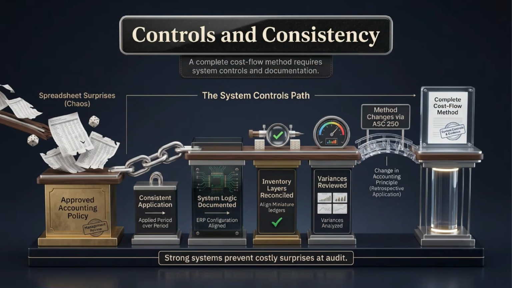Controls and consistency are essential. A company should have an approved accounting policy describing the selected cost flow method. The method must be applied consistently from period to period so users can compare results. The ERP or inventory system must be configured to match the policy. Inventory layers should reconcile to the general ledger and subledger. Standard cost variances should be reviewed and explained. If the company changes its cost flow method, that is generally a change in accounting principle under ASC 250, requiring proper analysis, retrospective application when required, and disclosure. Good controls keep the method from becoming a year end spreadsheet surprise, which is never the gift auditors are hoping for.